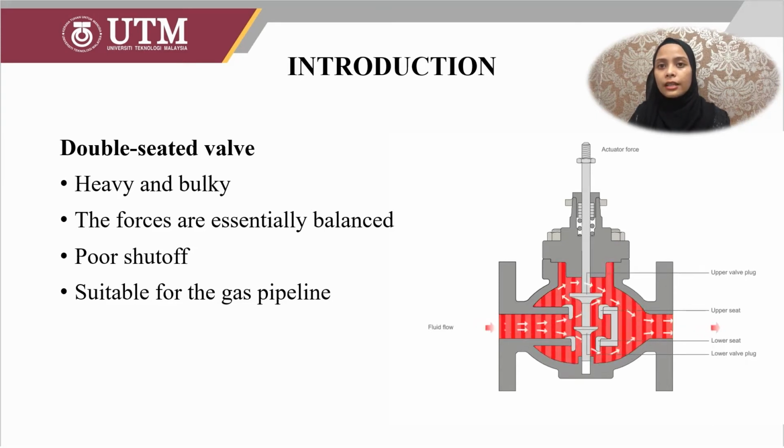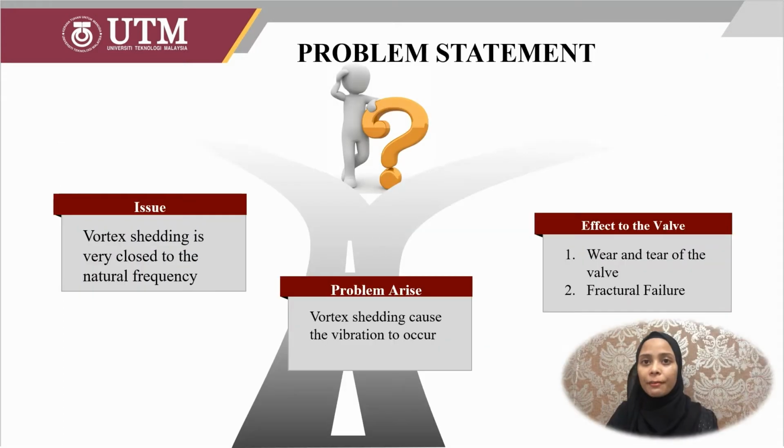For my project, the problem analyzed is based on the double-seated valve. From past years, the governor valve keeps showing failure. After a few analyses, they found out that the wear and tear of the valve is caused by excessive vibration. When the vortex shedding around the valve is very close to the natural frequency of the valve, it can cause the vibration to occur.